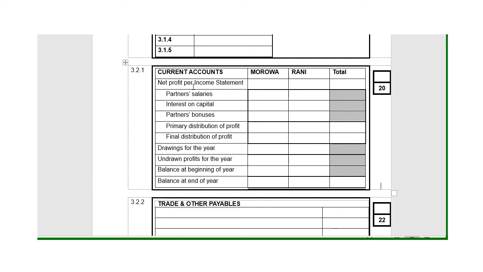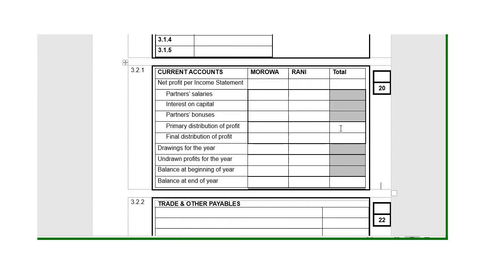Under that, we're going to add all the three primary distributions, which is the salaries, the interest, and their bonuses. Any of those that they have, we will add there. Then we get a total for that. The total for the primary we'll put at the bottom.